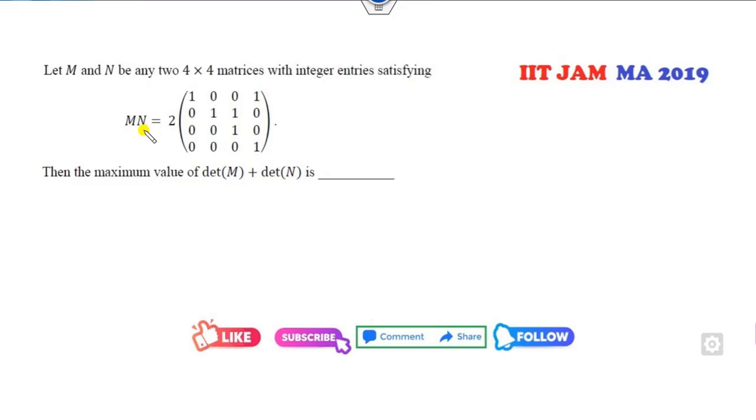Okay, look at this one. M and N are two 4 cross 4 matrices which are written like here. Then the maximum value of this. What is the trace of this MN matrix? You can see it will basically be 2, 2, 2 and 2. Can you find the determinant of this? Because it has diagonal entries, it's 2, 2, 2 and 2. So what is the determinant of MN? 2 multiply 2 multiply 2 multiply 2, so that is 16.